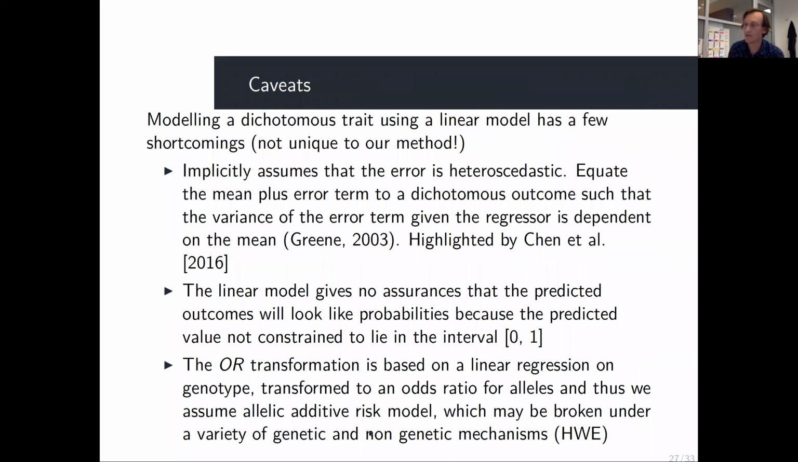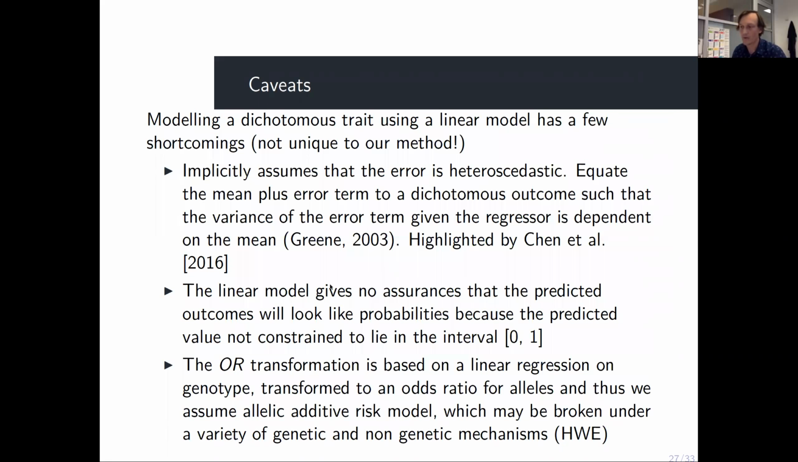So what are the caveats of the method? Some of the ones that I'm going to highlight here are not unique to what we're doing here. They're unique to applying the linear model to dichotomous outcomes. It's important to highlight that the linear probability model implicitly assumes that the error is heteroscedastic. You can go away and read why that is. This was also highlighted by Chen et al. in the American Journal of Human Genetics, where they looked at population stratification playing with this heteroscedasticity under the linear mixed model and giving you poor p-values.